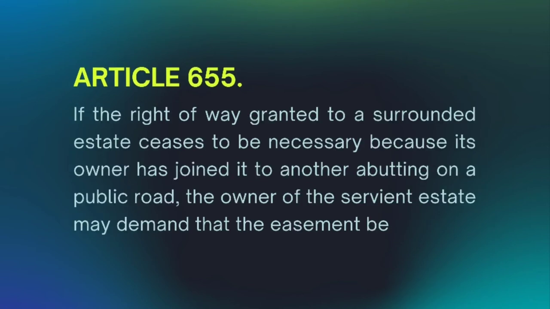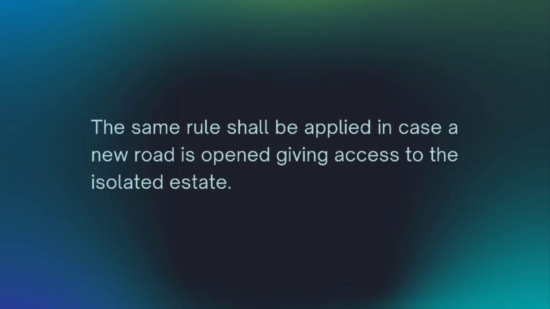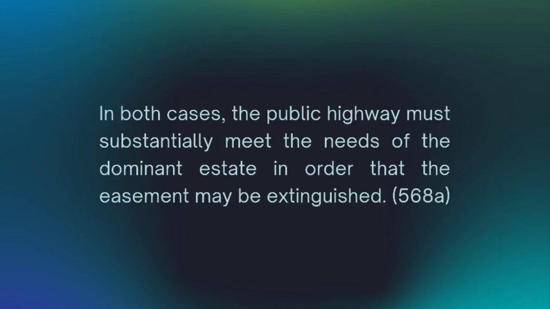Article 655. If the right-of-way granted to a surrounded estate ceases to be necessary, because its owner has joined it to another abutting on a public road, the owner of the servient estate may demand that the easement be extinguished, returning what he may have received by way of indemnity. The interest on the indemnity shall be deemed to be in payment of rent for the use of the easement. The same rule shall be applied in case a new road is opened, giving access to the isolated estate. In both cases, the public highway must substantially meet the needs of the dominant estate, in order that the easement may be extinguished.